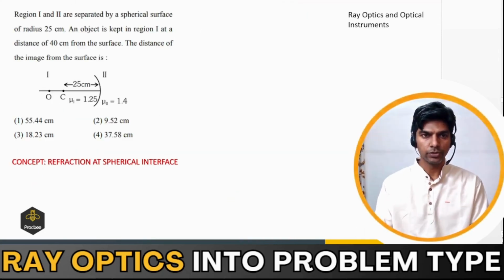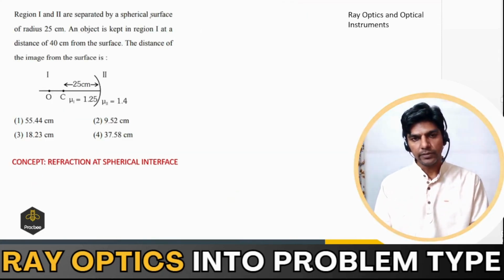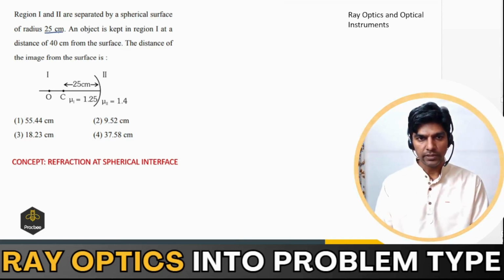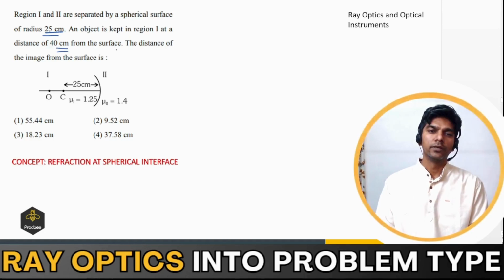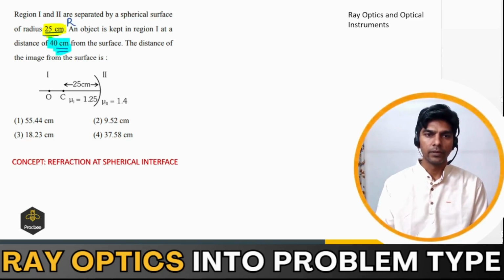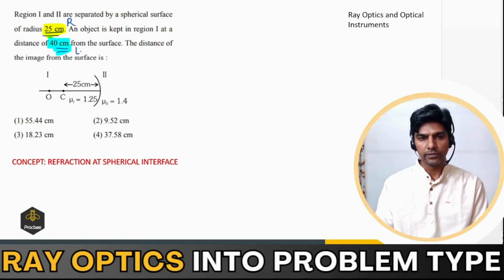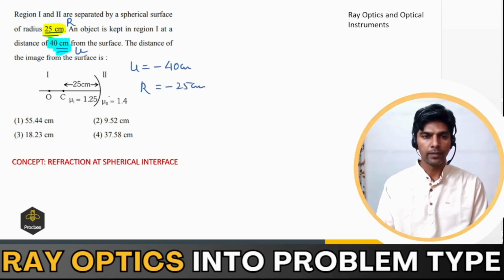Now let us see one more question. Region 1 and 2 are separated by a spherical surface of radius 25 centimeter. An object is kept in the region 1 at a distance 40 centimeter from the surface. So this is the radius of curvature r and this is the position of the object. So this is u. So u is minus 40. Radius of curvature is minus 25 centimeter. And we have to find v, the distance of the image.